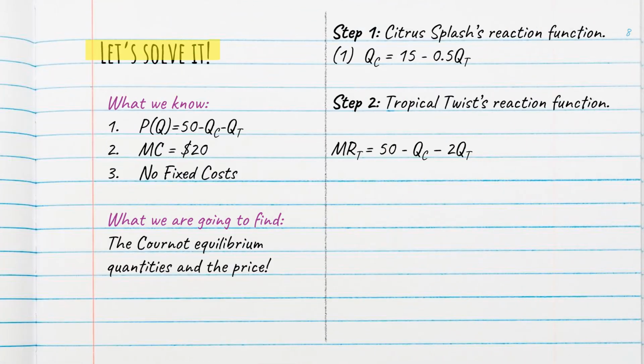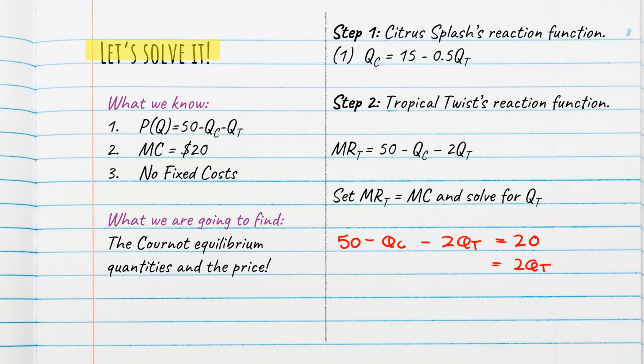We are going to set this marginal revenue equal to marginal cost and solve for QT. Just like before, when we solve for this Q value, it's not going to be a number, but instead it will be a function, which we refer to as a reaction function. So filling in what we know, we have 50 minus QC minus 2QT is equal to the marginal cost of 20. Isolating QT, I get 2QT is equal to 30 minus QC. And dividing both sides by 2, I get that QT is equal to 15 minus 0.5 QC. We can call that equation 2, and that is the reaction function for Tropical Twist.